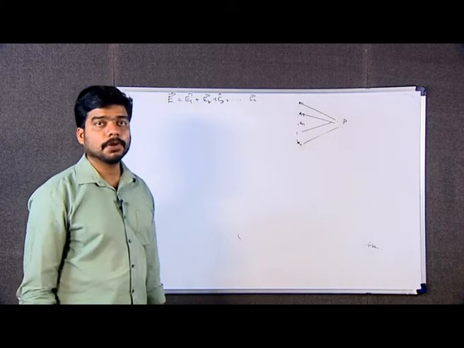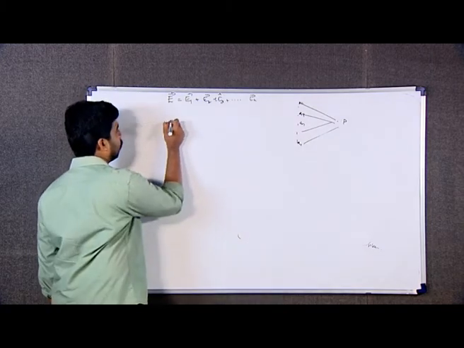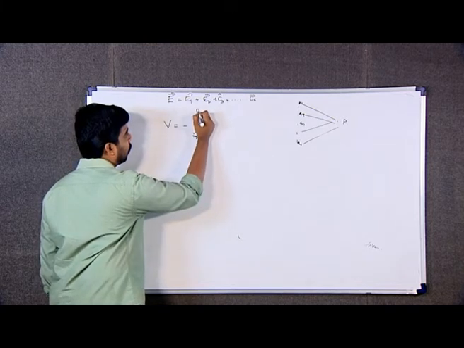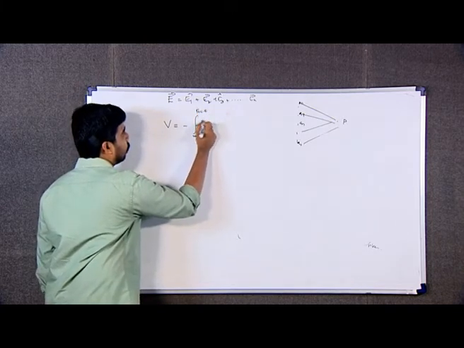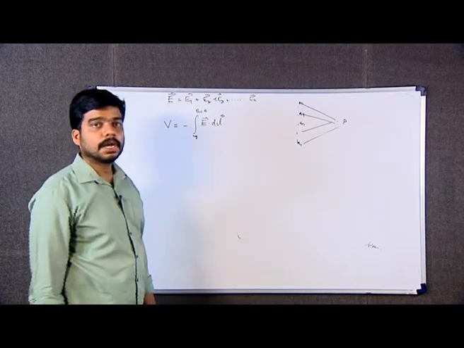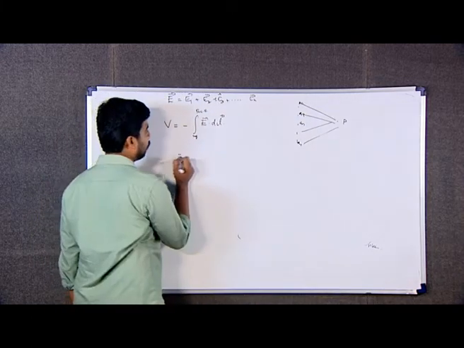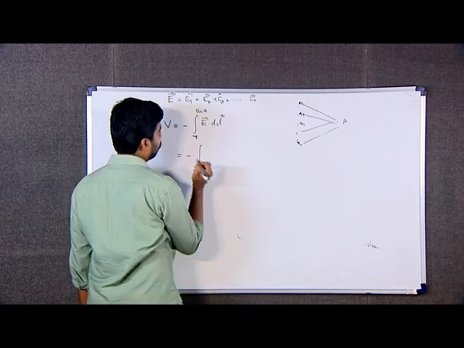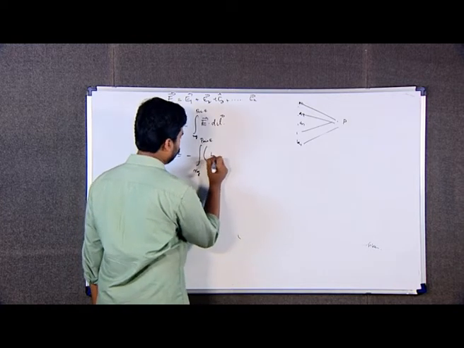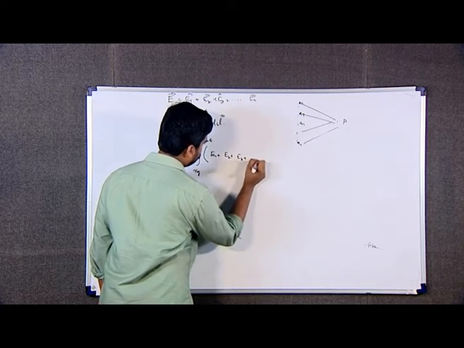So, what is the potential produced at the point P? The potential V, the general expression, is equal to minus integral from the reference point to the point, of the electric field E dot dl. This is the general expression for the potential. Now, we know that the total electric field is E is equal to E1 plus E2 plus E3 up to En.